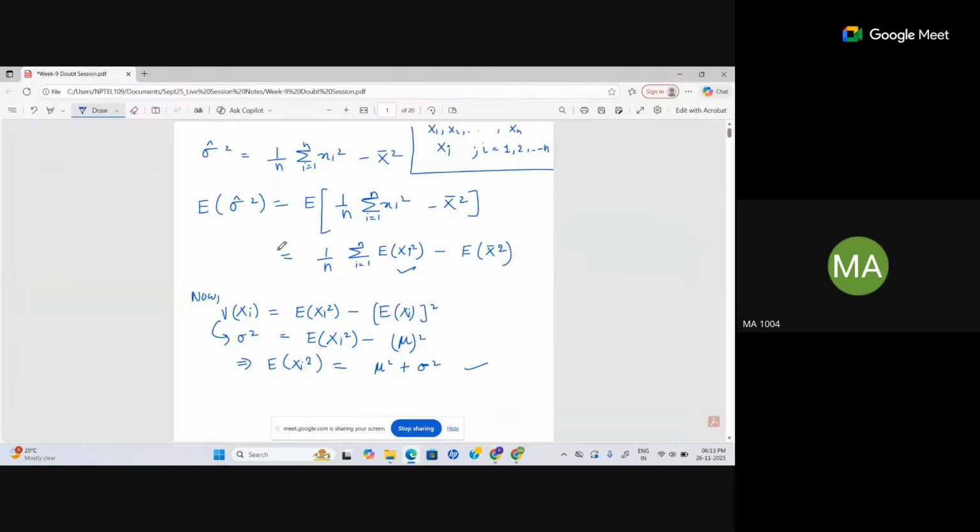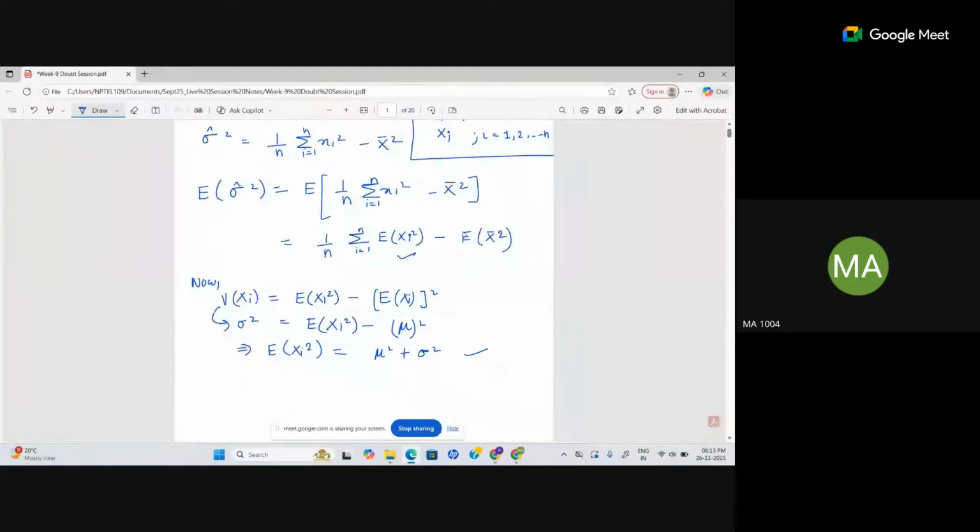Okay, that's why we need to calculate the expectation of this estimator theta hat square. That's what we are calculating here. So we calculated up to this point, and here we need these two values: expectation of xi square and expectation of x bar square. So we are calculating these two things first.